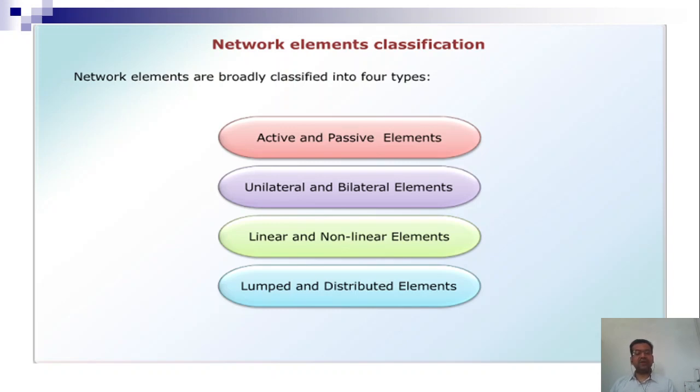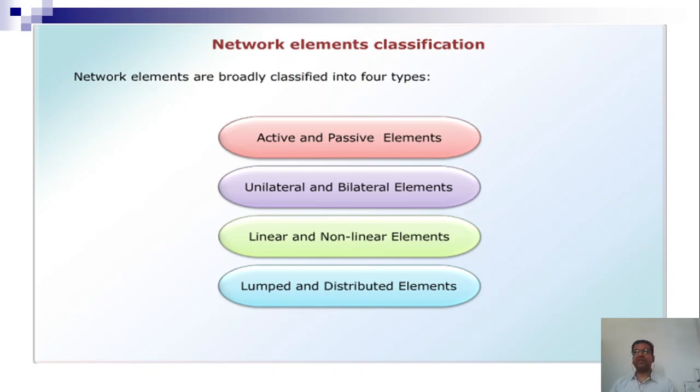Coming to linear and non-linear elements. If the voltage and current relationship of that particular element is linear, we call it a linear element, or else it is a non-linear element. Another classification is lumped and distributed parameters. Lumped is that which is concentrated at one place, and that which is distributed across the circuit we call a distributed parameter.